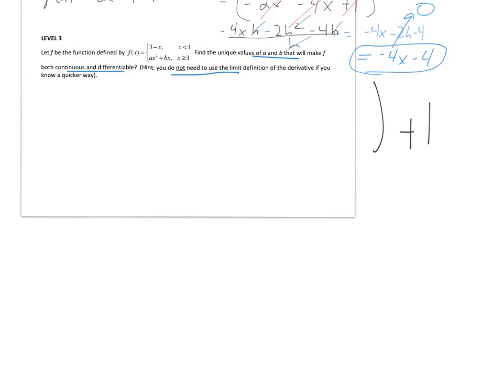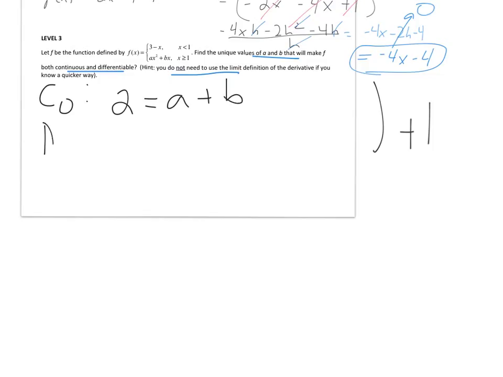First, I'm going to address the continuity piece as defined by the notation c sub 0. In order for this to be continuous, then the piece on the left of 1, which will be 3 minus 1 or 2, has to be equal to the piece on the right of 1, which will be a times 1 squared, or a, plus b times 1, or b.